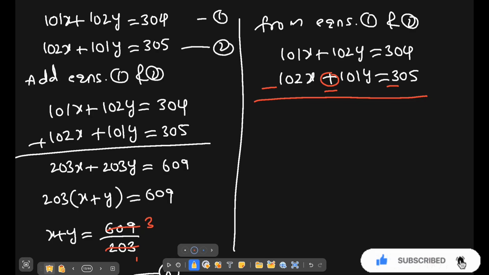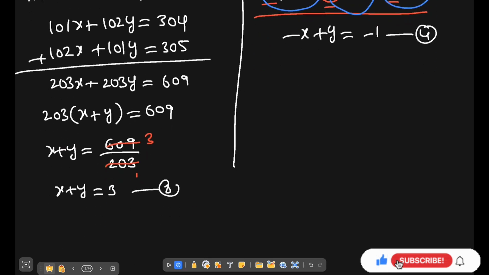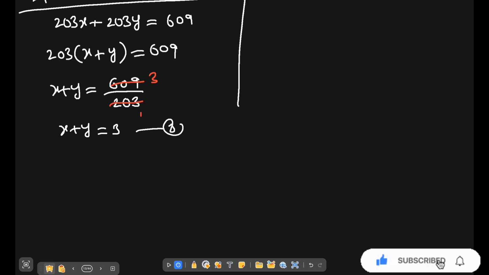Now add. 101x minus 102x is equal to minus x. Next, 102y minus 101y is plus 1y equals to, now 304 minus 305 equals minus 1. Okay, let this be equation 4.